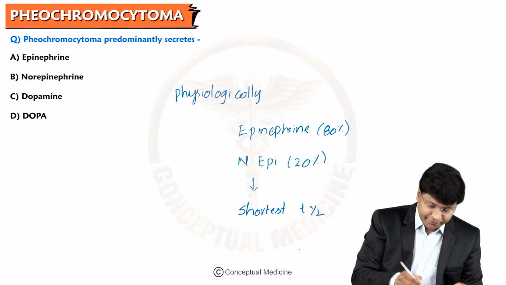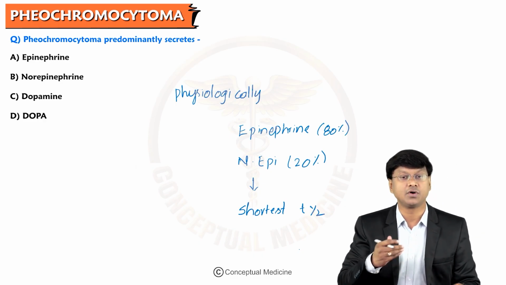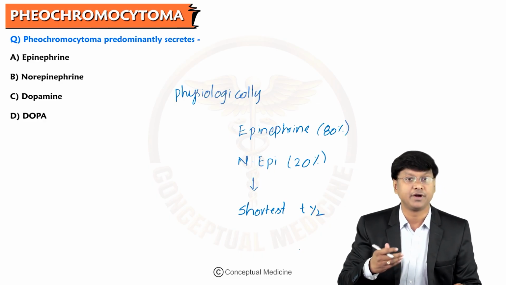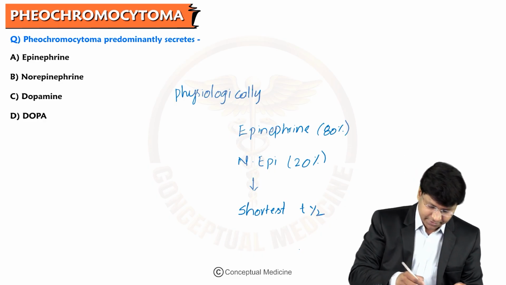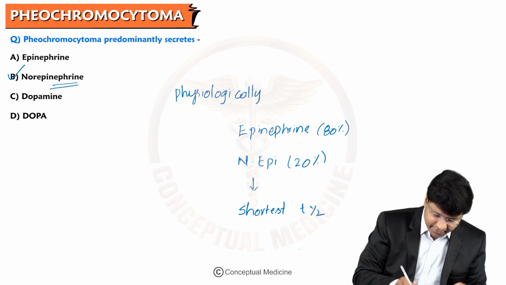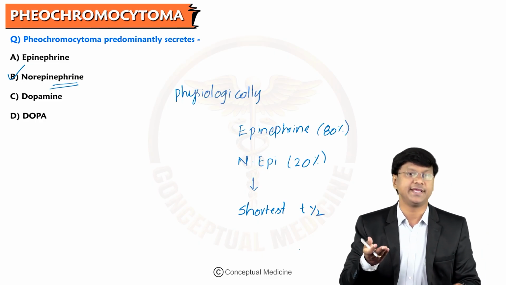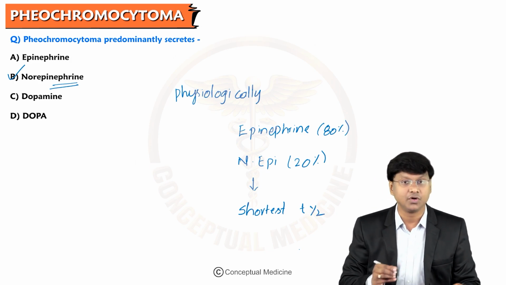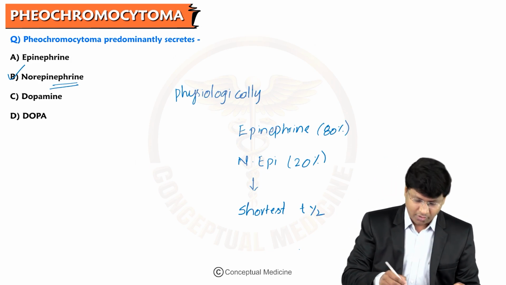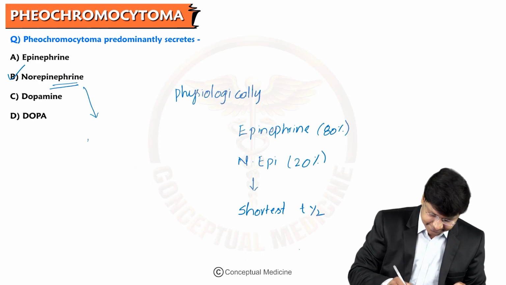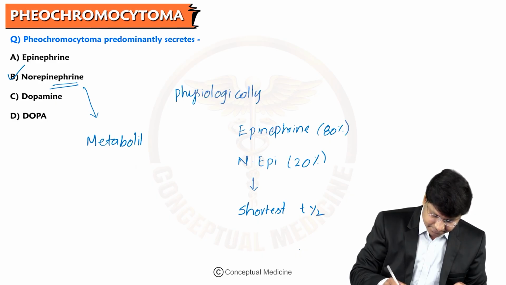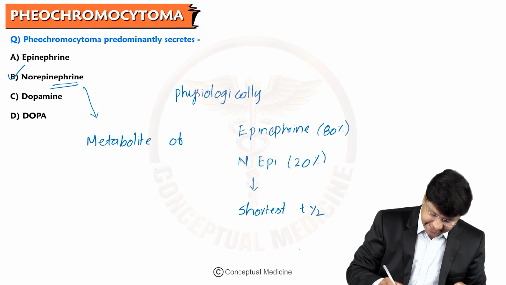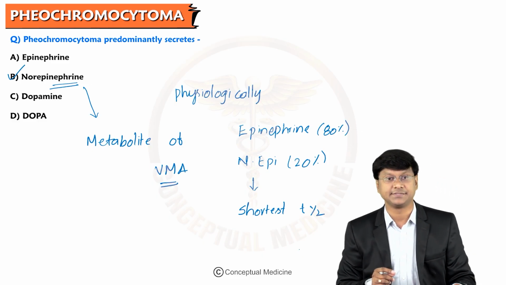But in case of Pheochromocytoma, what is the hormone which is being produced predominantly? In Pheochromocytoma, it is norepinephrine which is produced in excess quantities rather than epinephrine. And you take this norepinephrine, it is a metabolite of the VMA. So VMA stands for vanillyl mandelic acid.